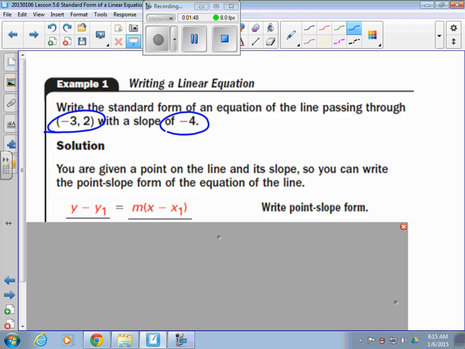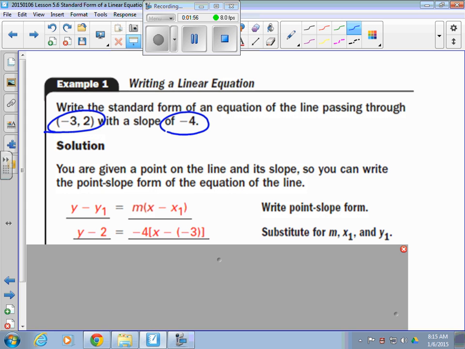So y minus y sub 1 equals m times x minus x sub 1. Just like the bell work we did a few minutes ago, plug in each of your values. You're going to plug in -4 in place of m. You're going to plug in the opposite of the x sub 1 and y sub 1 values. They take 2 steps to do it here, because it says minus and then it says -3. You can just do it in one step and make that say x plus 3.